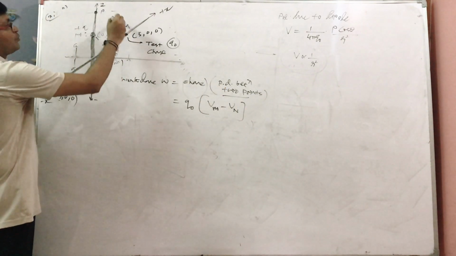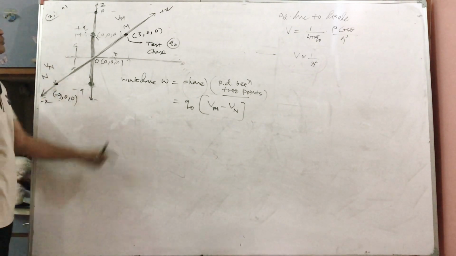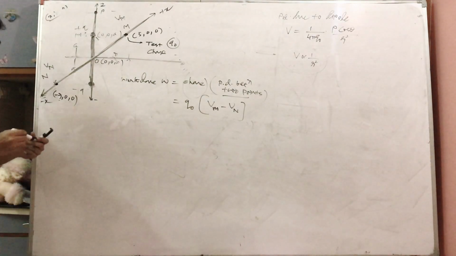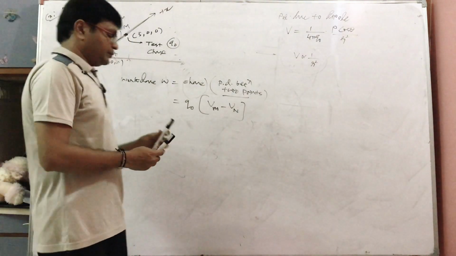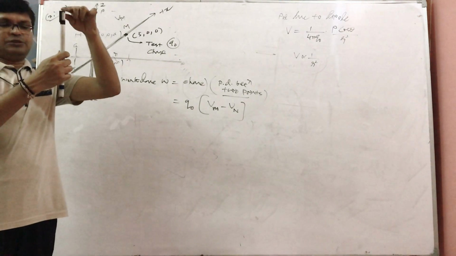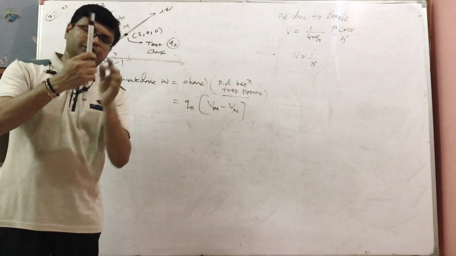Let the potential at this point M be Vm, and the potential at this point N be Vn. So first we have to find Vm and Vn. Look at the story again, this is your dipole. Here is a dipole: this end represents plus q charge, and this end represents negative charge.